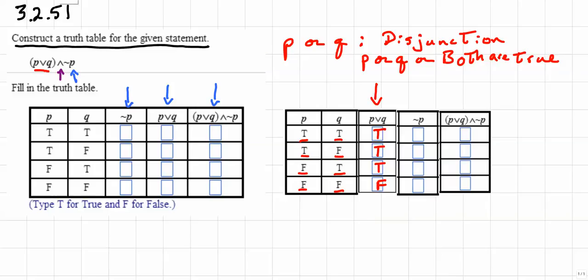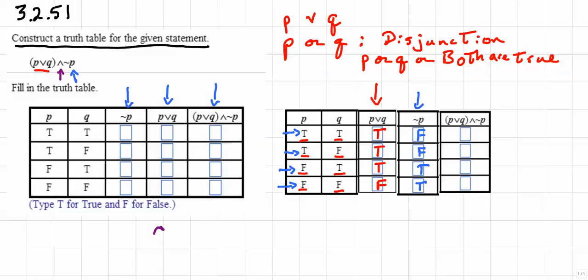The next thing that we're going to do is go ahead and look at not P. And basically that's going to be the negation of whatever P is. So in this case, P is true, so not P would be false. P is true here also, so not P would be false. Since P is false here, not P would be true. And since P is also false in this one, not P would be once again true. And now we're going to combine these two columns using the third column that we have established to find the truth value of P or Q and not P.